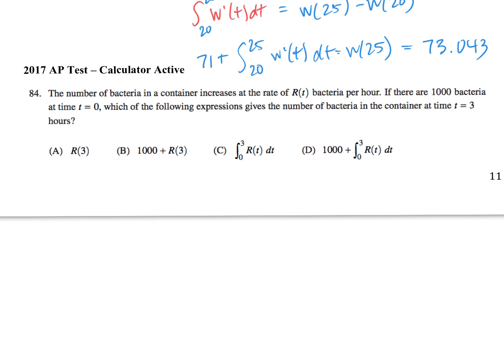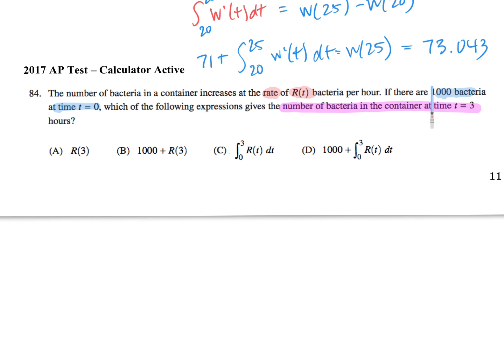Okay, last one, you guys. It's the day before spring break. Let's finish this last one. From 2017, they just wanted the setup. The number of bacteria in a container increases at a rate R. There are 1,000 bacteria at time 0. Which of the following expressions gives the number of bacteria in the container at 3 hours? R is a rate. How do I go from a rate to a number? I'm going to integrate. So I'm in C or D.